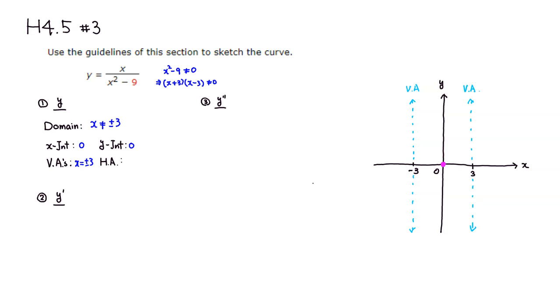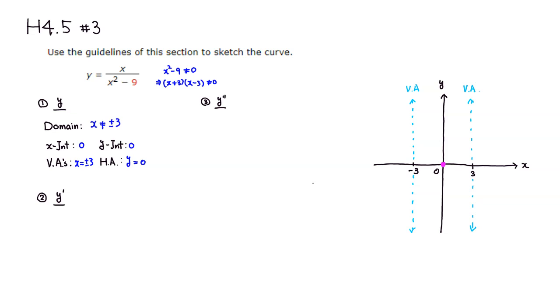And the horizontal asymptote. Let's do the trick. Since you have a rational function, and you can see that the denominator has a higher degree, this guy is going to dominate. As x gets larger and larger, the denominator is going to overpower the numerator, so it's going to go to 0. So y equals 0 is the horizontal asymptote.